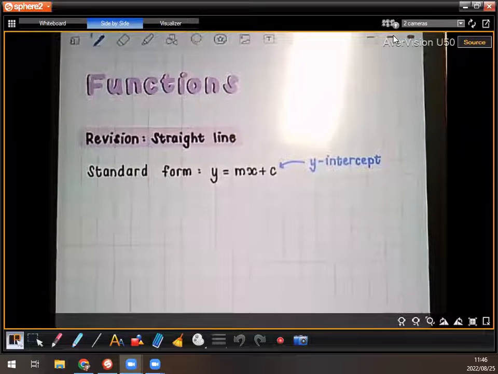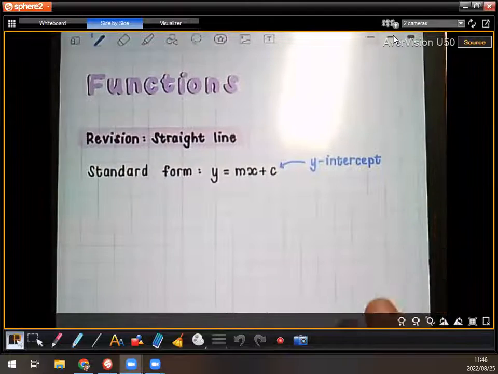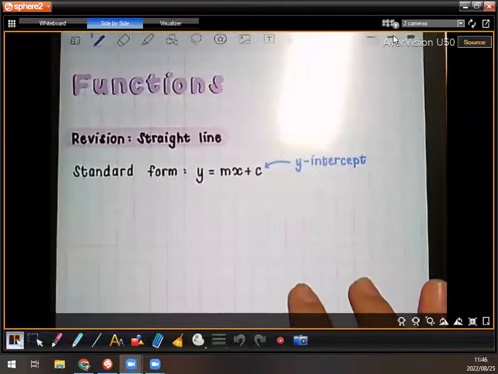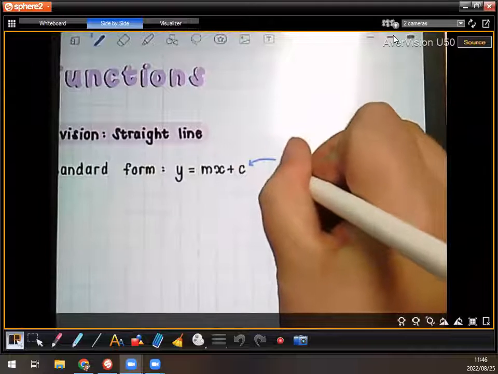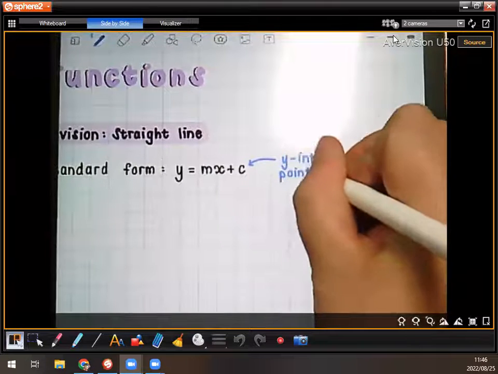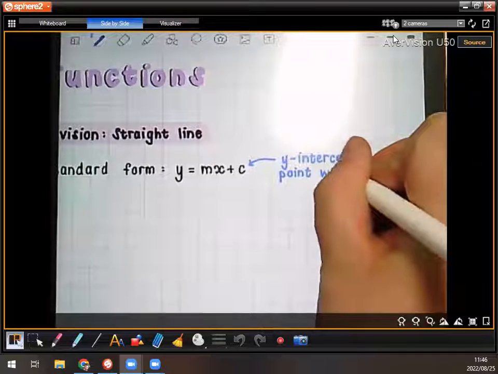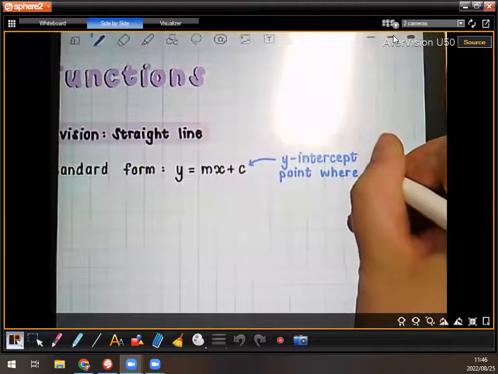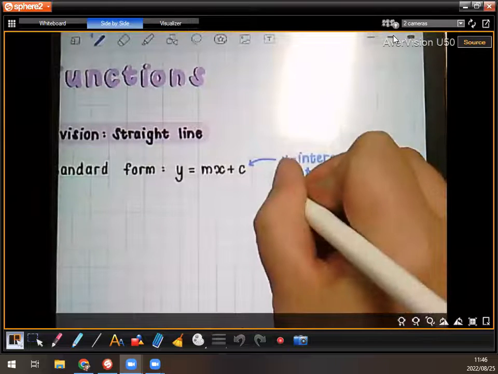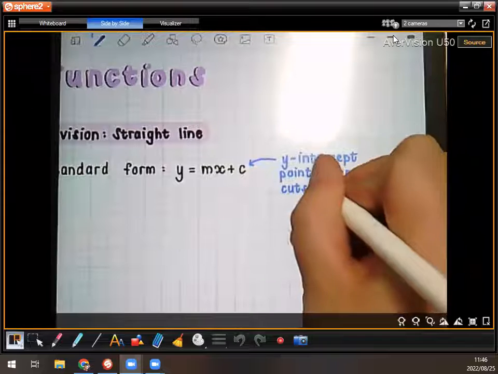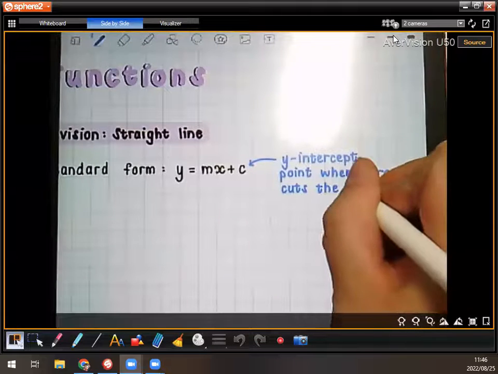We have your Y-axis and your X-axis. Okay, we are going to draw some graphs as well. But the Y-intercept, just in case you have forgotten what that means, is the point where the graph crosses the Y-axis. That's the Y-axis.